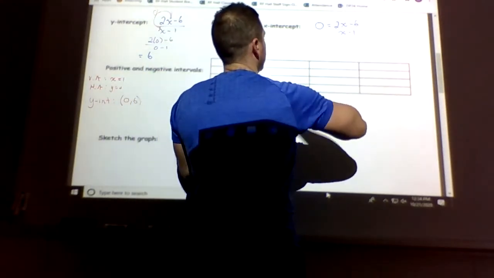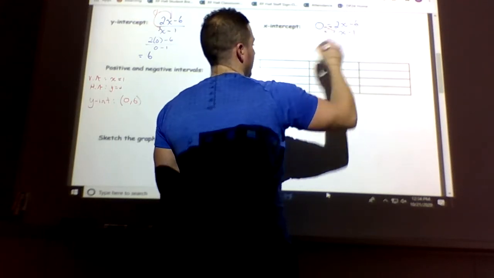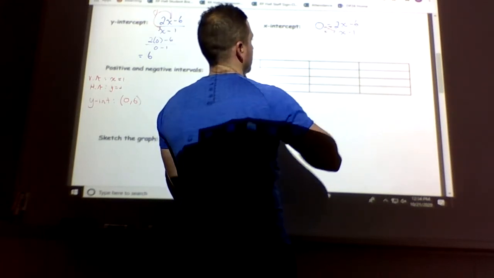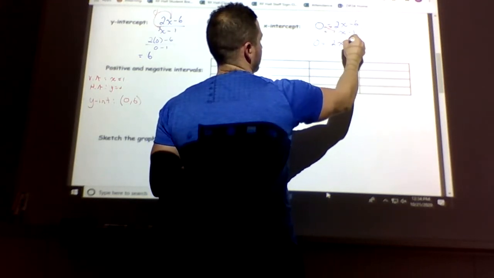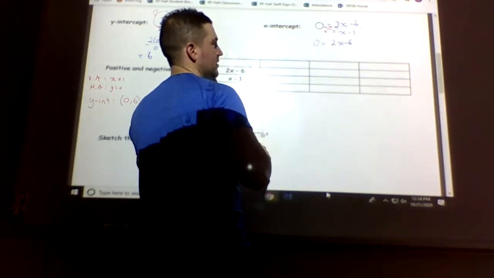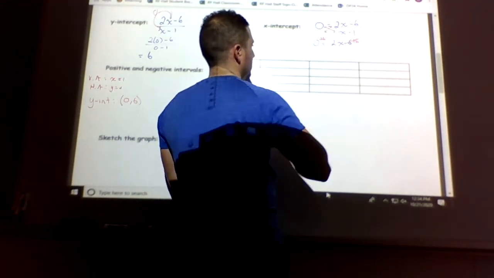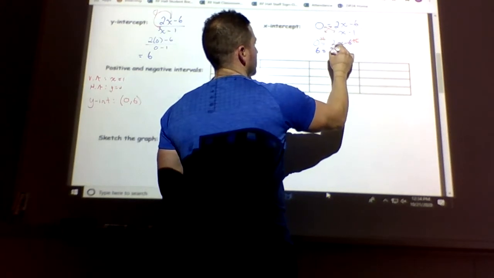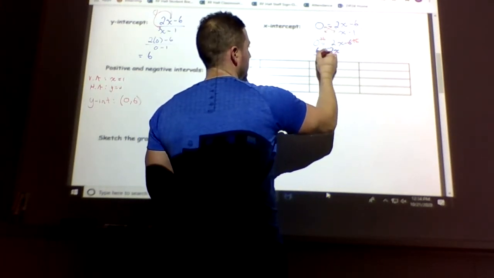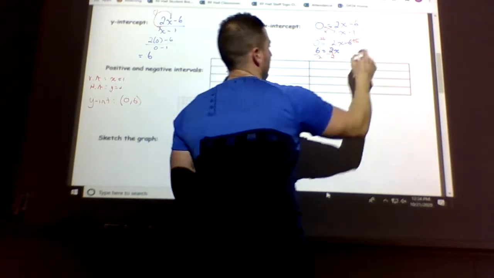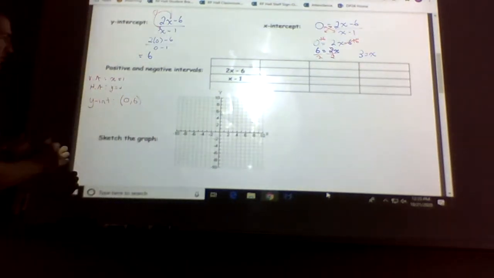So we cross multiply. 0 times x minus 1 is 0, and this 2x minus 6 is left. Now we isolate for x. So add 6 on both sides. So 6 equals 2x. Divide by 2, and you get the answer of 3. Okay, so our x-intercept now is (3, 0).